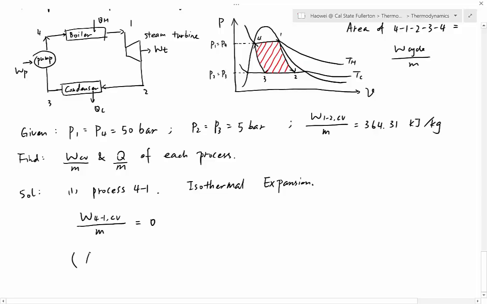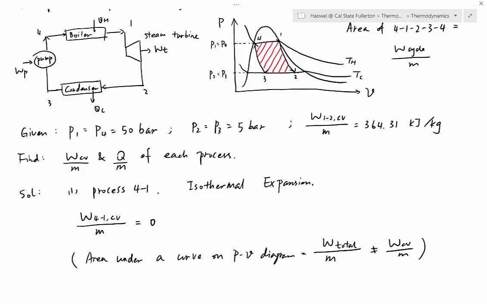So remember, area under 421. Area under the curve, let's be general. Under a curve on P versus nu diagram is equal to W per unit mass. That is true. But what kind of W is that? It's W total. It's not WCV. Those two are different for a control volume. So now even though you do have an area under 4 to 1, WCV is still 0.